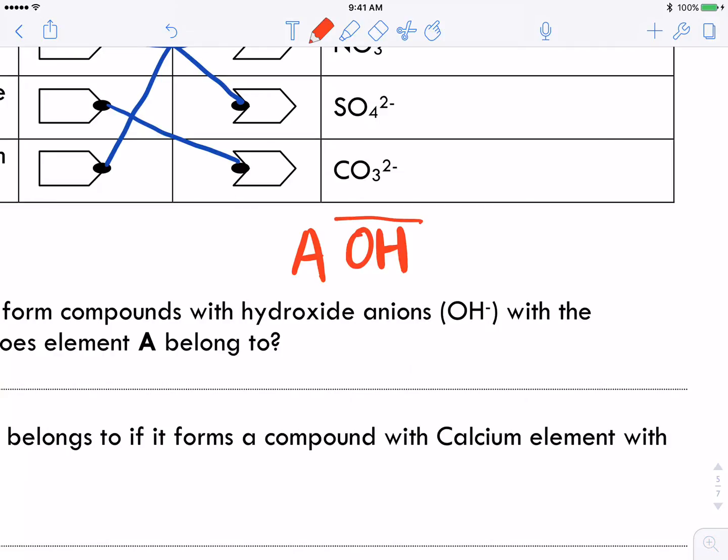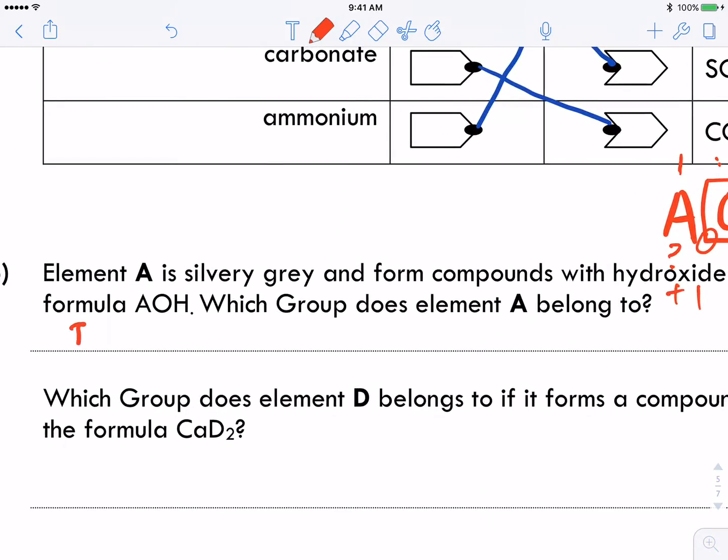I know that OH is 1 ion with a negative 1 charge. Since they exist in a 1:1 ratio, there's no number at the bottom here. What does it tell me about the charge of A? A should have a charge of 1 positive. So which group will give me an ion with 1 positive charge? The answer should be group 1. Now you can write this as Roman number 1 or you can write this as 1, because they both refer to the same group.